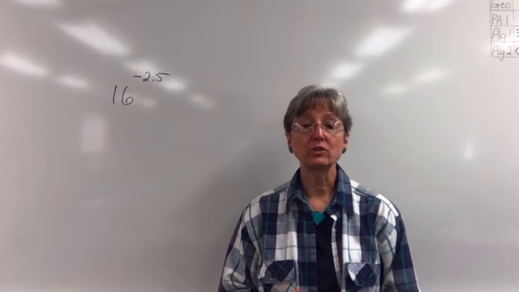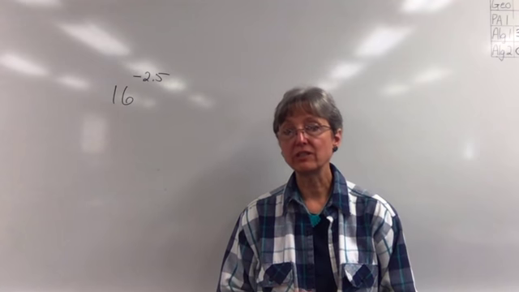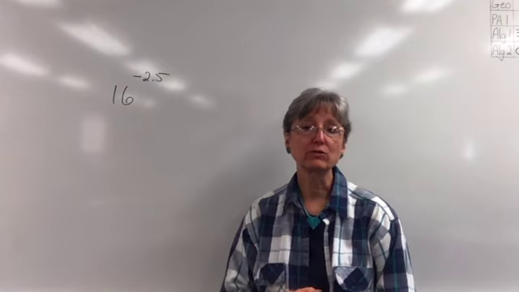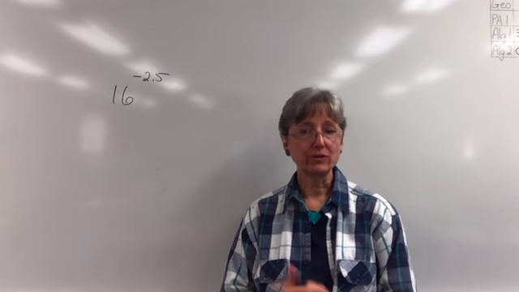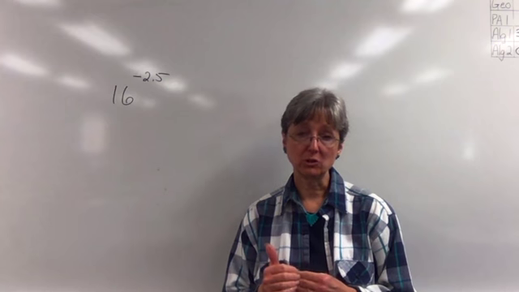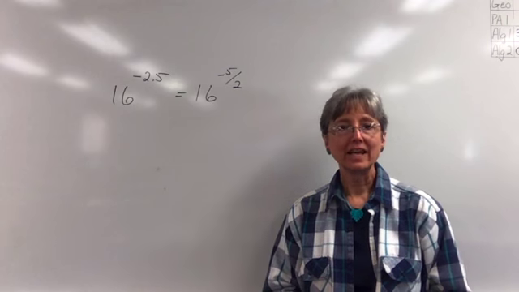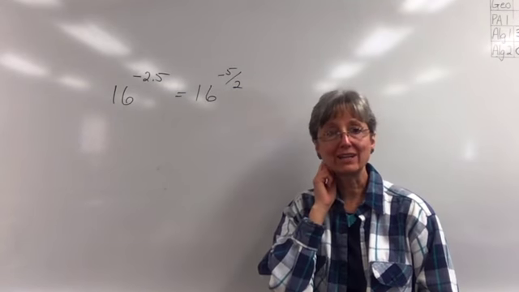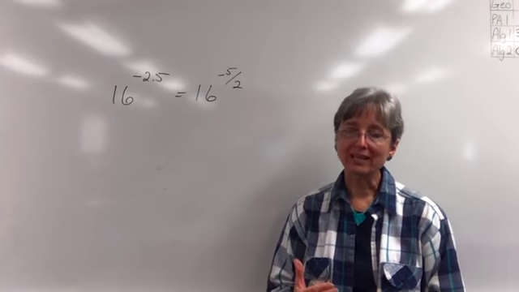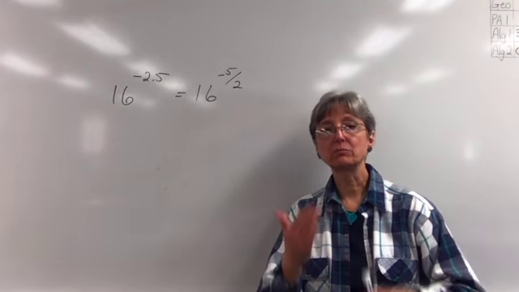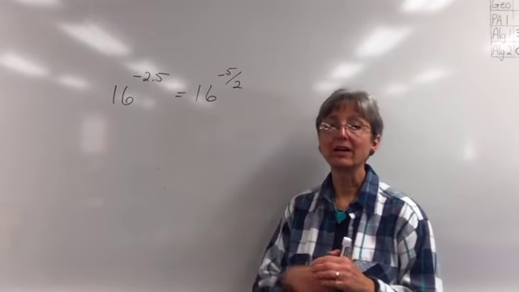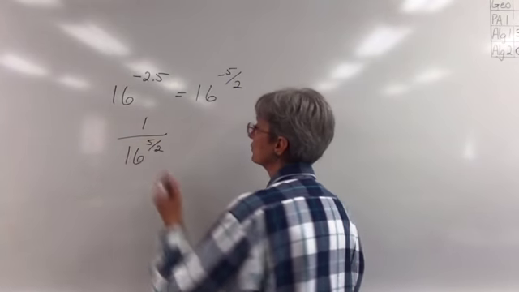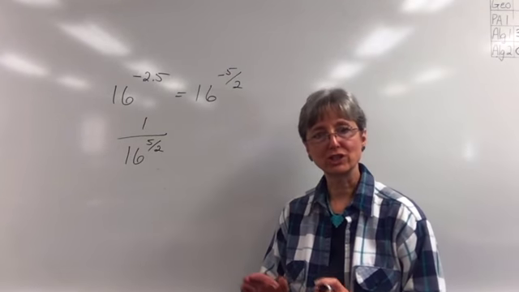Okay, another thing we're going to use these properties to do is simplify some of these expressions. For instance, how could I simplify 16 to the power of negative 2.5? So first of all, I would change the decimal to a fraction. Negative 2.5 is the same as negative 5 over 2, so this becomes 16 to the power of negative 5 over 2. Now we know a negative exponent means I need to invert it, put it on the other side of my fraction bar, so this becomes 1 over 16 to the power of 5 over 2. Now let me show you how this works.